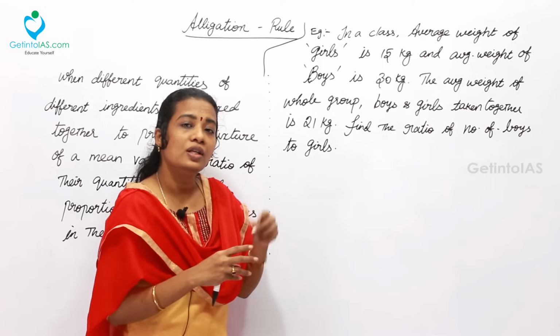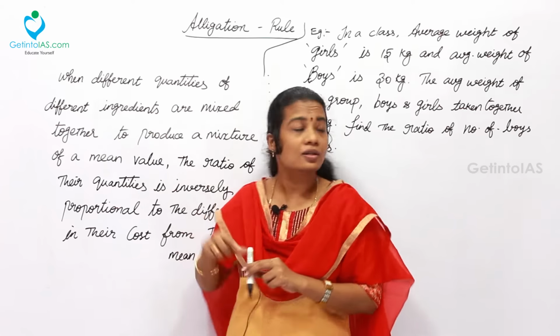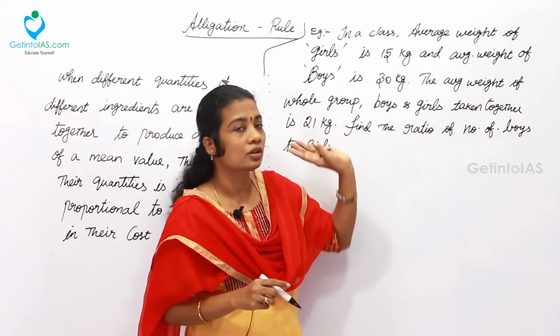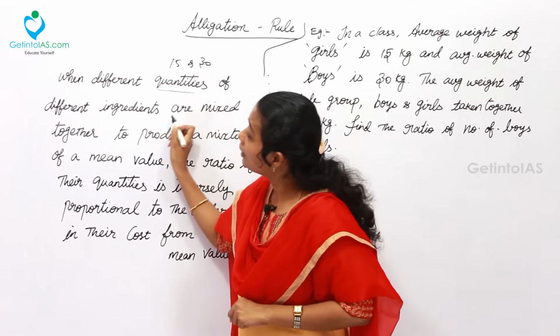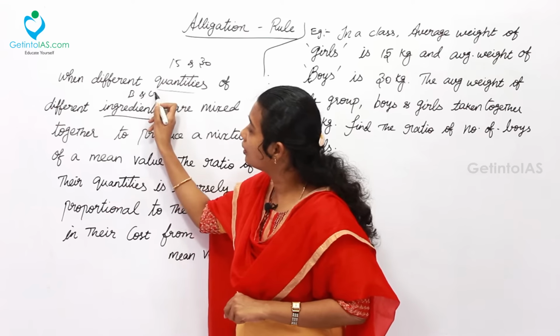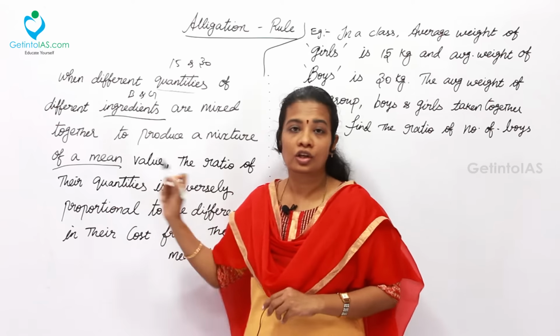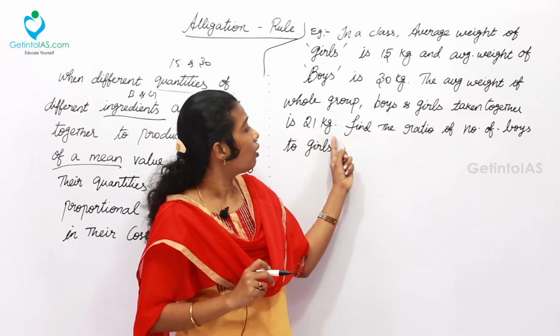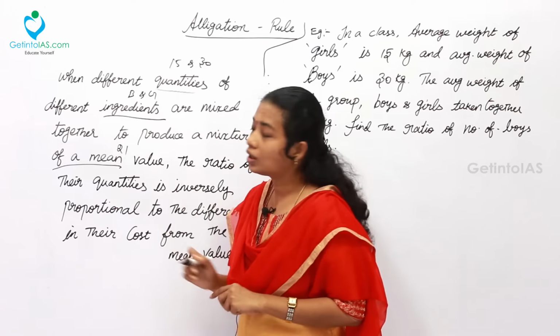This is similar to the definition: different quantities, here boys and girls, are the different ingredients. The quantities are 15 and 30. Boys and girls are mixed together to produce a mixture of mean. Here the mean is the total overall average, which is 21 kg. How do we find the ratio of their quantities?